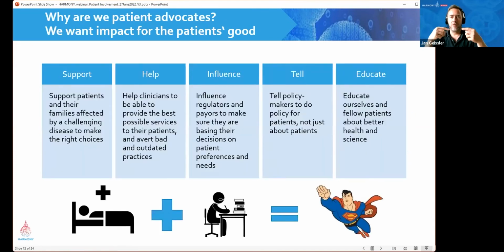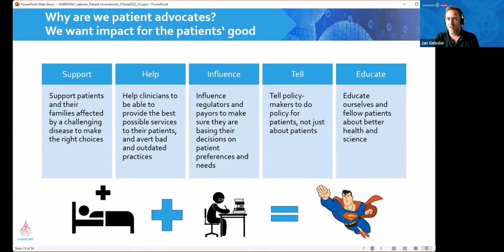So if you just put yourself into our shoes, why are we patient advocates? We really want to make a difference for patients. And probably nobody has such a genuine interest in that than we as patients. So we're trying to support, of course, patients and their families. That's what business people would call our core business. We're trying to help clinicians to provide the best possible services to their patients, and also to avert bad and outdated practice. And we know that not everybody is fully up to speed on what has happened in the past years. And given the complexity in cancer and hematology, it is very, very important to make sure the best possible services are being provided to patients.